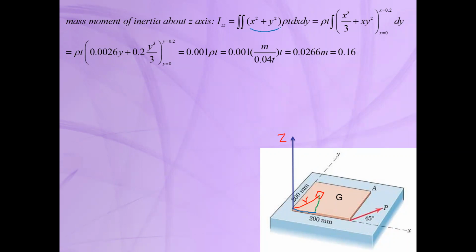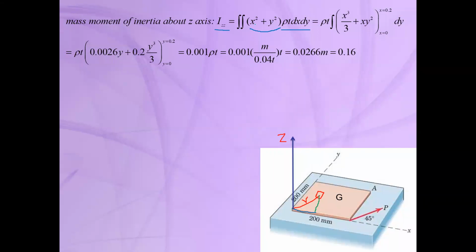So r squared is equal to x squared plus y squared, and this is the mass moment of inertia about axis Z, which is r squared times dm, and dm is rho t dx dy. Now we can easily calculate this integral. It's a very simple integral, and the domain of the integral for x is from 0 to 200 millimeter, and for y is again from 0 to 200 millimeter or 0.2 meter. So easily you can calculate the integral.